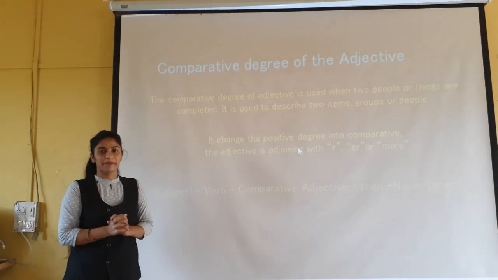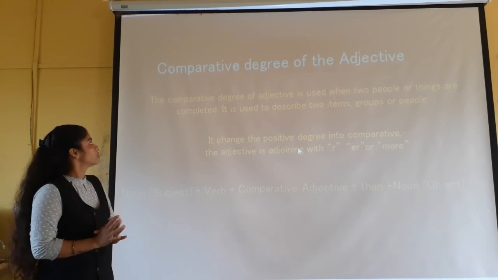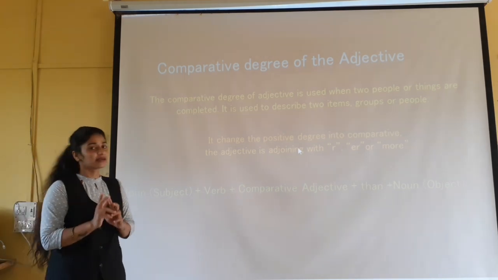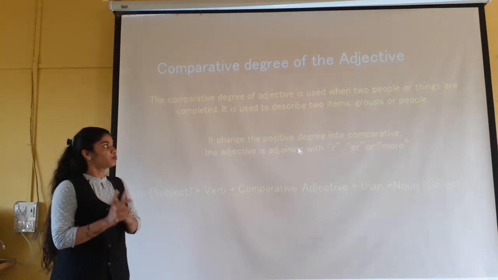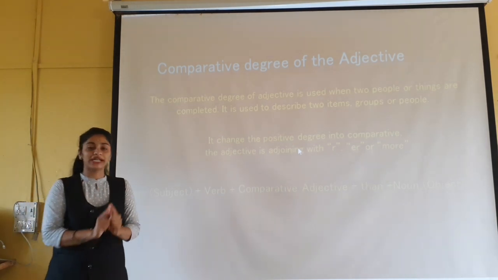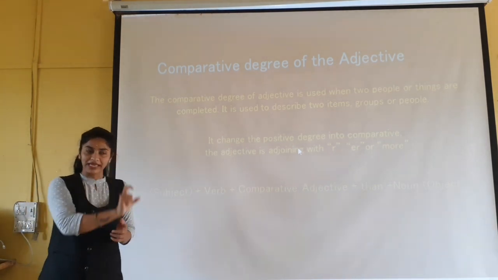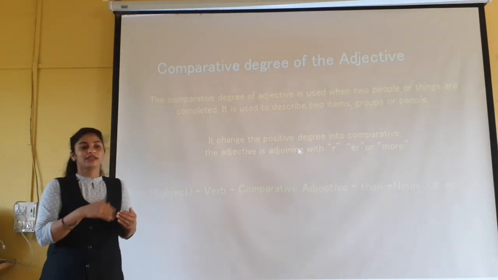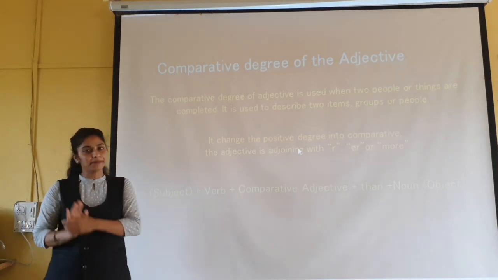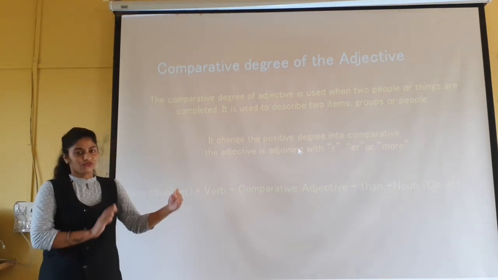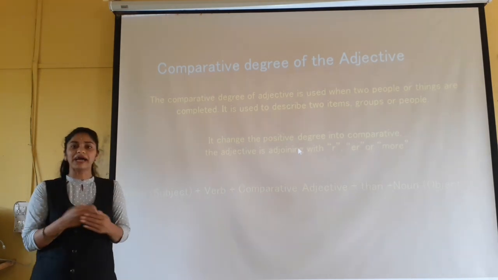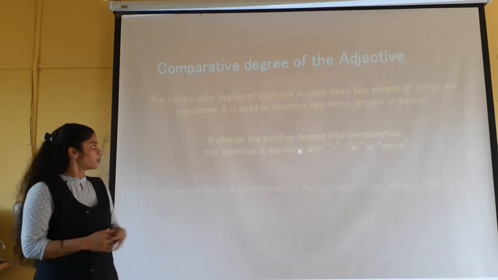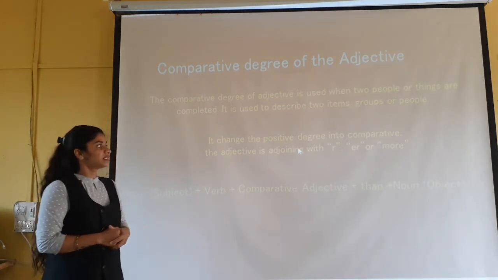Here is a definition of comparative degree. Comparative degree of the adjective. The comparative degree of adjective is used when two people or things are compared. It is used to describe two items, groups or people. As I have told you, in positive degree, that adjective will remain same. In comparative degree, we are going to take the same adjective, but we are going to reuse it in the form of big, bigger and biggest. Now we are on the bigger form, that is the comparative degree. Here is the comparison between two animals, two persons, two items, two groups. Okay. Now here you can see it changed the positive degree into comparative.